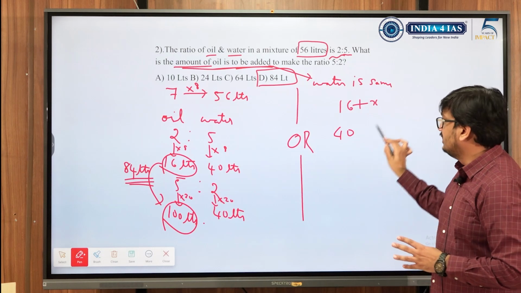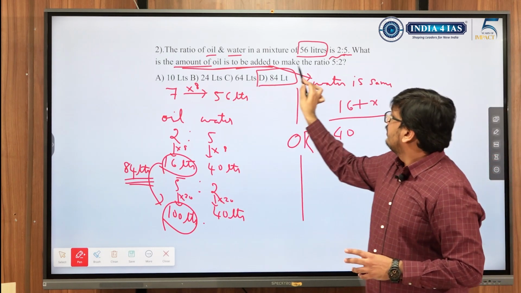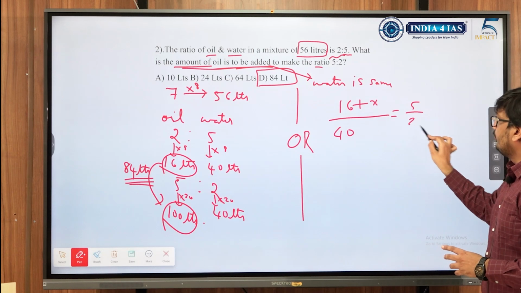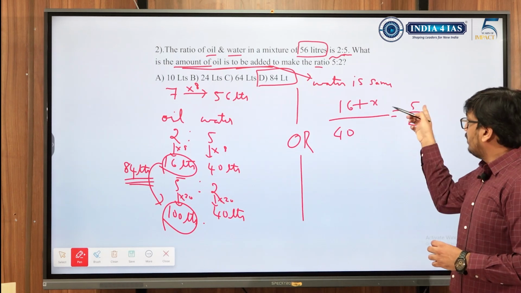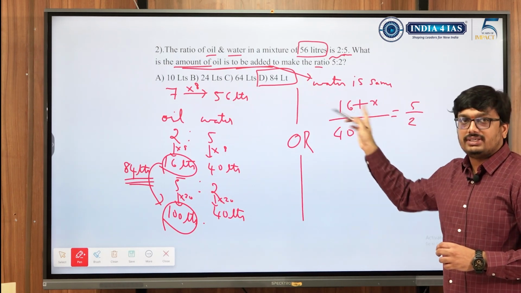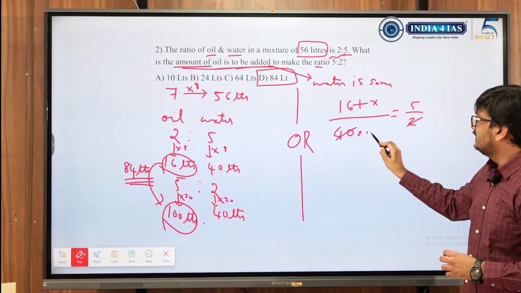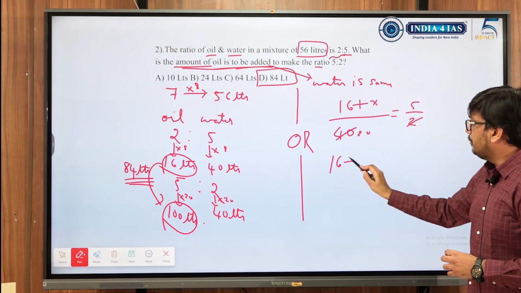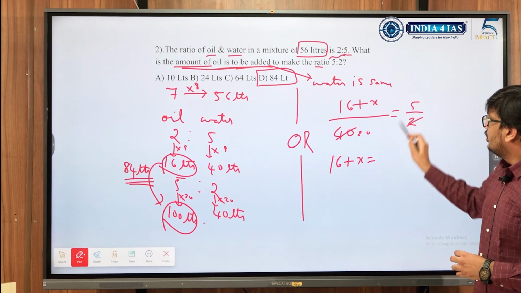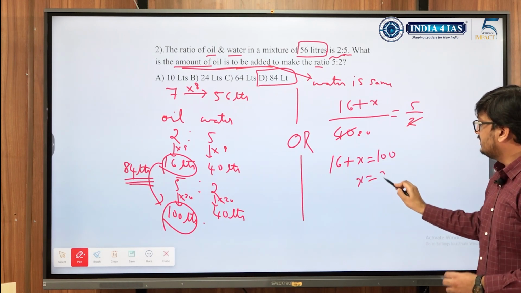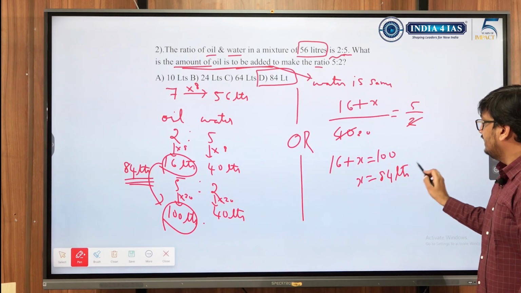For only the oil component we should add this X. Then the ratio, the ratio means division, becomes 5/2. When equal to is there, for the numerator and denominator, if they have any common factor, you can cancel. 2 ones are 2, 2 twenties are 40... then 16 plus X is equal to 5 twenties, 100. Then X is equal to 100 minus 16, that is 84 liters.